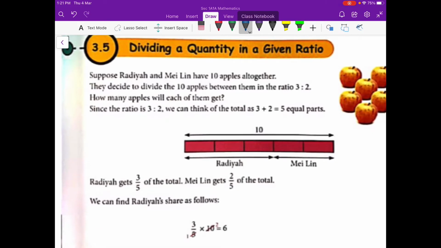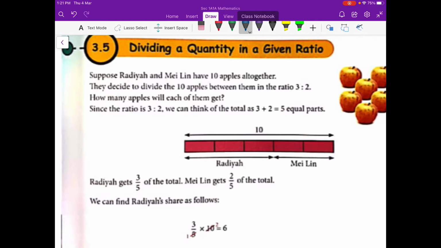So there are 2 people over here. Radia and Melin. They have 10 apples altogether. Did they say who has how many? No, they didn't say. But we know that they have 10 altogether. Then they decided to divide the 10 between them. The ratio 3:2. Does that mean that one person got 3 apples, the other person got 2 apples? Yes or no? Why not?